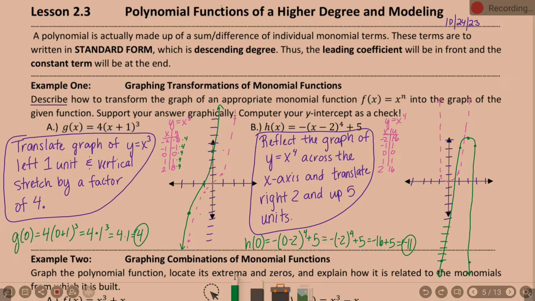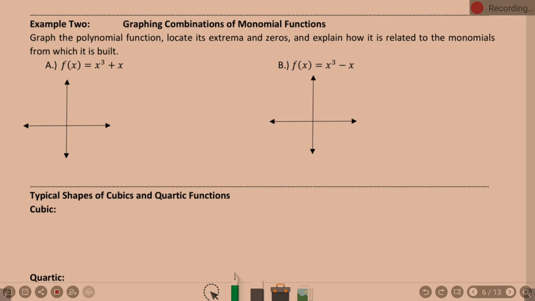Kind of an interesting thought. I don't know that I'd ever thought about it before I taught it. But so, graph the polynomial function, locate its extrema and zeros, and explain how it's related to the monomials from which it's built.